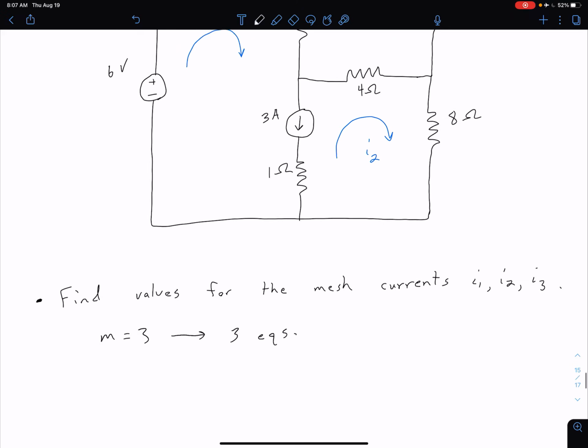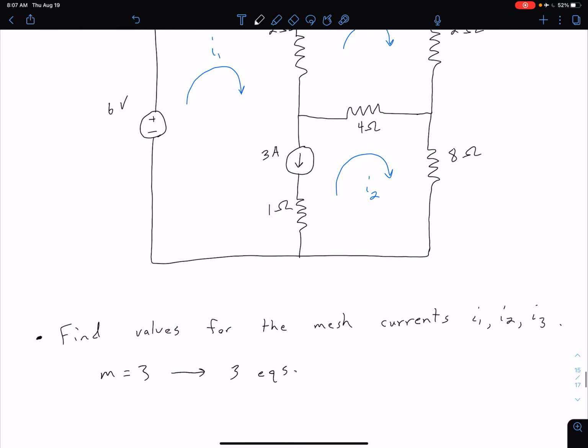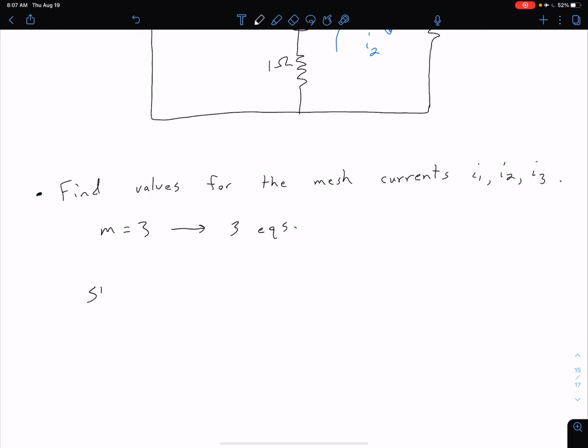Now, as we take a closer look at this circuit, we notice that we have this current source of 3 amps, which is shared between two of our meshes. In this case, it's shared between mesh 1 and mesh 2. And so anytime we have a shared current source and we want to use the mesh current method, we need to incorporate a supermesh. So shared current source means we're going to need a supermesh.